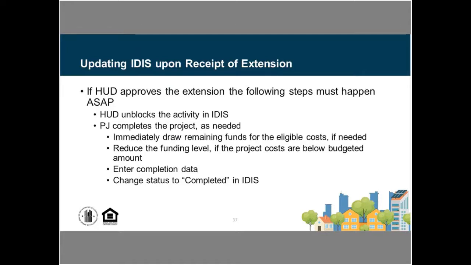So immediately they would draw the remaining funds for that project, or there might be a case where you actually had funds remaining there that you weren't going to need, and you simply had not reduced the funding level for that project. If that's the case, you would then be correcting that by reducing the funding level for that project, marking that project as complete with all completion data that's needed, and changing the status of that within IDIS.